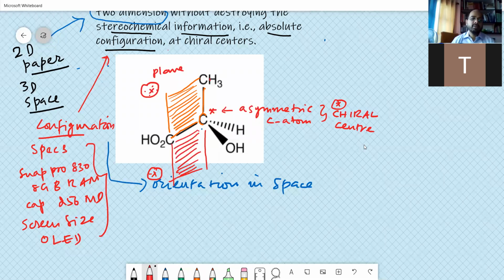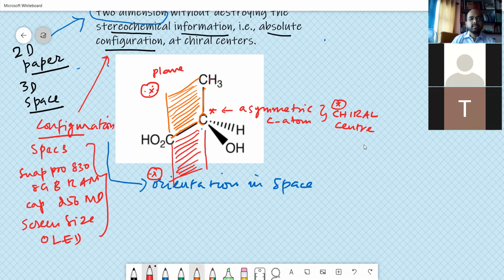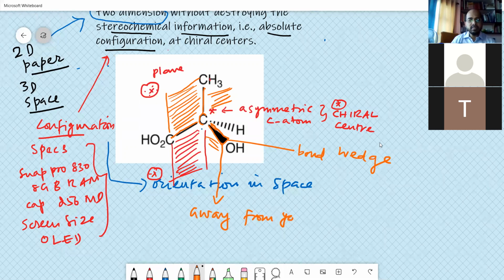Okay. If you put these planes like this also, again you can see that this particular plane, this particular bond, this is a bond, and we call it the wedge. You can see that this particular plane is away from you, and this particular dashed wedge is towards you.